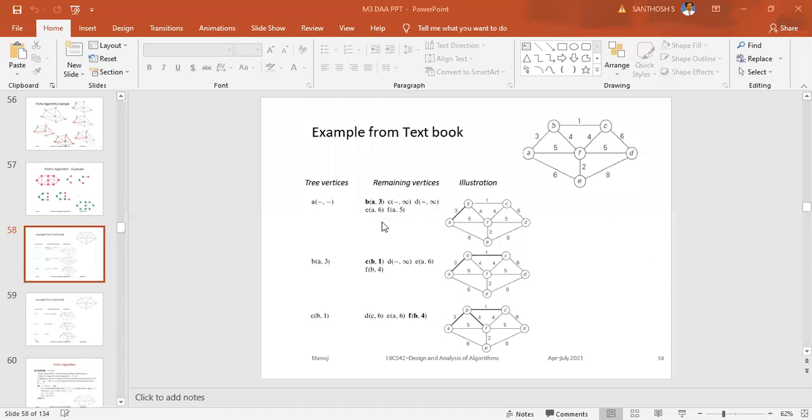So come for the example here. From A, there is no path. So what are the values from A to all the nodes? Can anybody answer here? A is connected to which nodes? A is connected to which nodes?